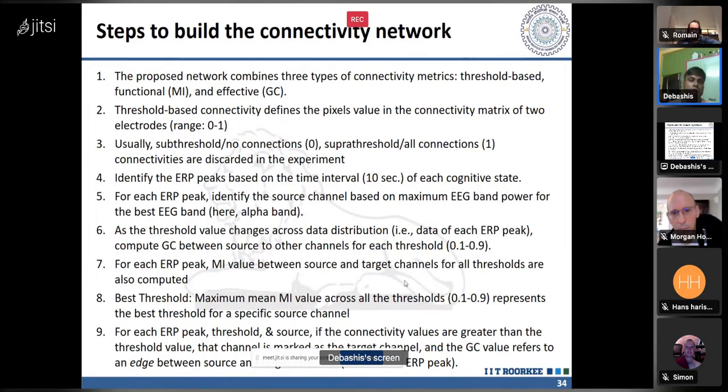and then we find the GC, that means the Granger causality of that channel to the other channels for the next ERP. In that way we identify the maximum GC from the other channels. Based on a threshold value, if the GC value is greater than the threshold, we mark that some information has passed from this source channel to the target channel while the ERP transition has been performed.